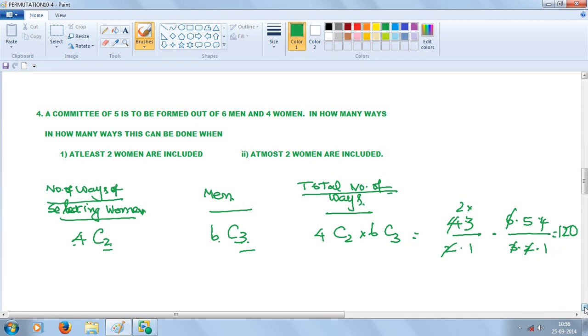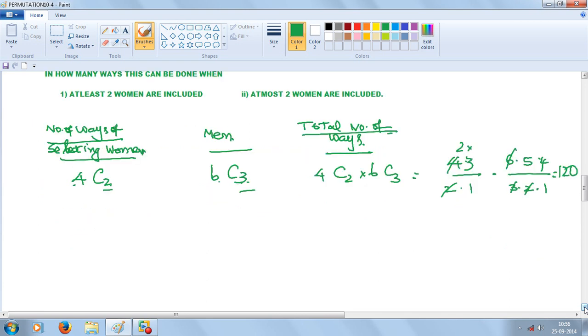So what does the problem say? At least 2 women. At least 2 women, so it can be 3 also. There is a way of doing this. So you take 4C3. If you take 3 women, what about men? Out of 6, you have to select only 2, 6C2. Here the total is 3 plus 2, 5 people can be selected. Here men will be less now. So the product is 4C3 multiplied by 6C2.